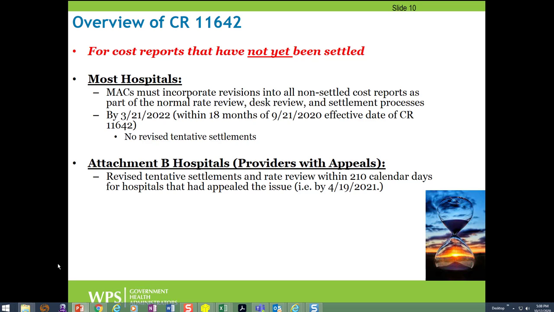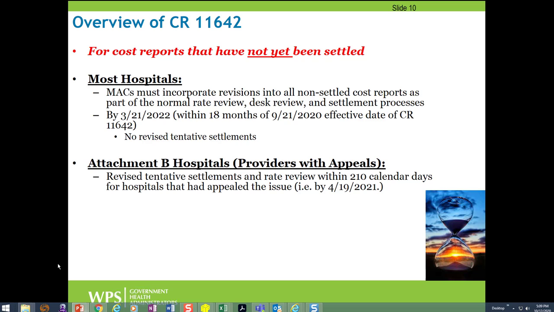So for cost reports that have been submitted but not settled yet, then most of the hospitals, we're going to have to just incorporate these revisions into our current processes, the normal rate review, desk review, and settlement processes. The due date that is given to MACs is March 21st of 2022. The due date specifically was 18 months of the September 21st, 2020 effective date of this change request. Now, for these hospitals, there won't be a revised tentative settlement.